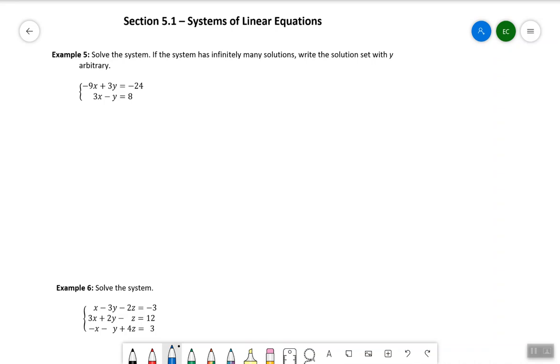Let's continue in section 5.1. Example 5 is similar to the examples in the previous video. So if you think you might know how to do it, pause the video and try the problem for yourself.